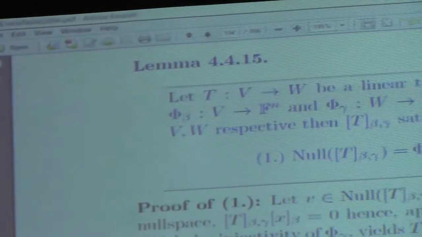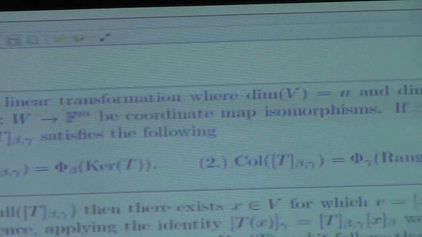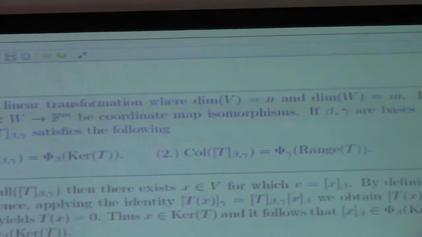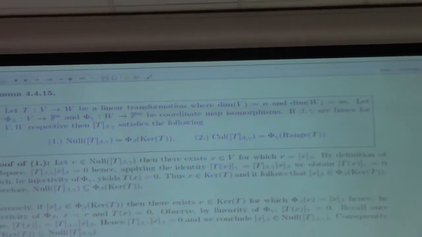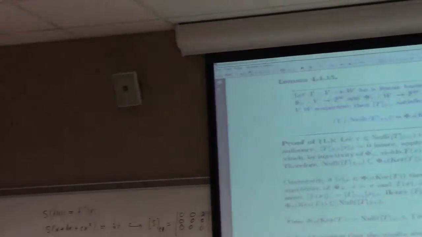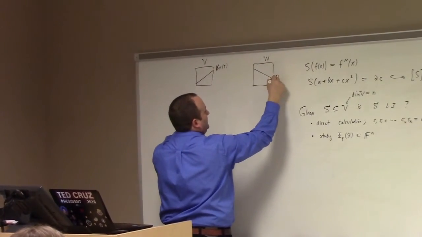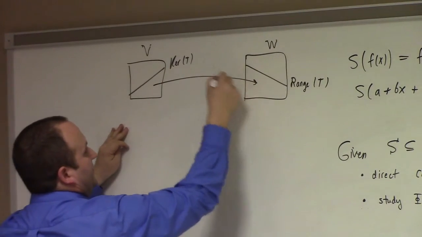that the null space of the linear transformation is actually the image of the kernel. So like in that picture I was drawing a second ago, it would look something like this. Up here is V. Some subspace of V would be the kernel of T. Here's W. Some subspace of W perhaps is the range of T. T is a linear transformation from here to here.